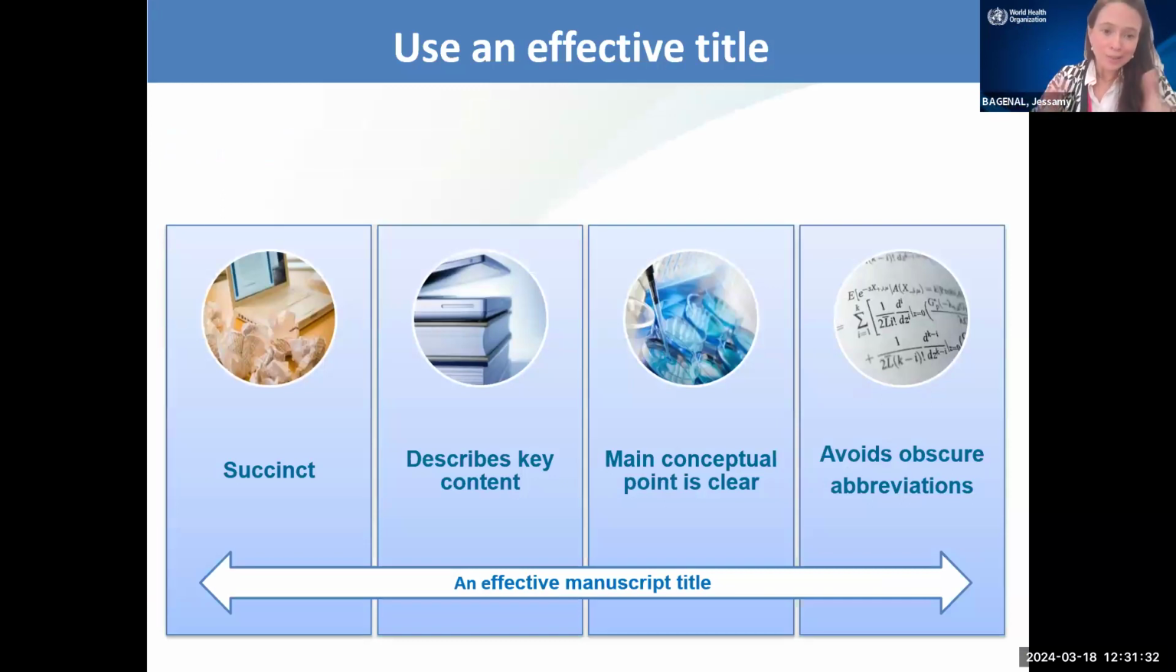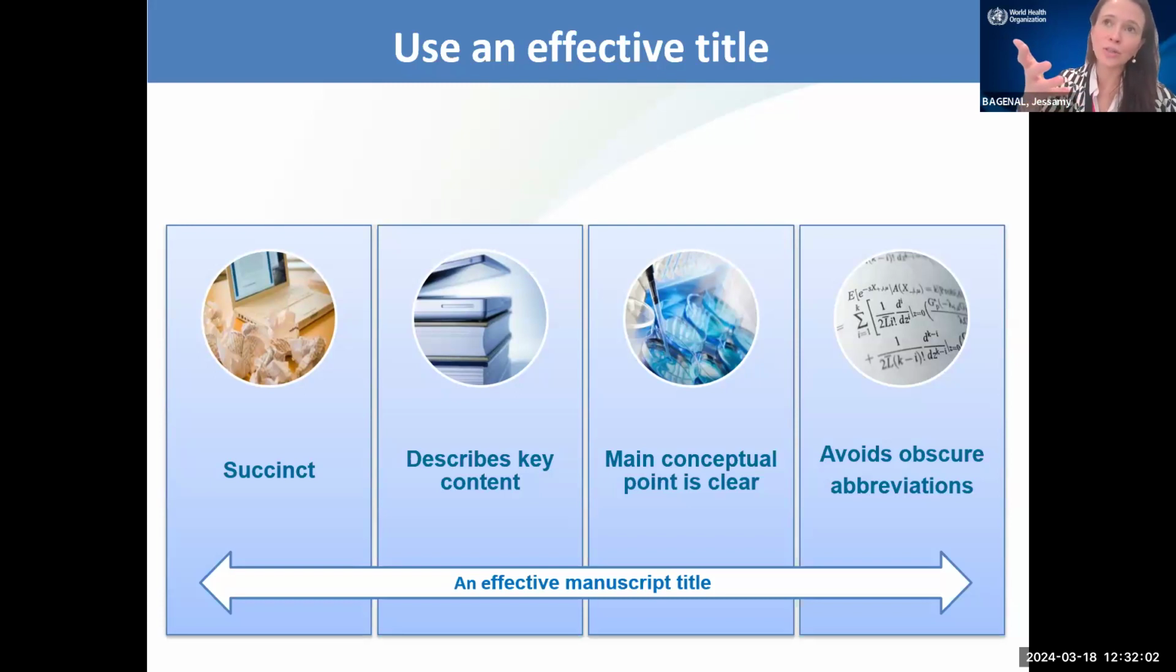So I wanted to go into a little bit more detail. We've started out very wide, and now we're going into more and more detail about a research paper. The benefits of a research paper, or the things that you should always try and do, are to make it succinct, to describe the key content, make it conceptual, so the conceptual point is very clear, and avoid obscure abbreviations, especially for a general medical audience, where you're trying to get across something that people might not know about.